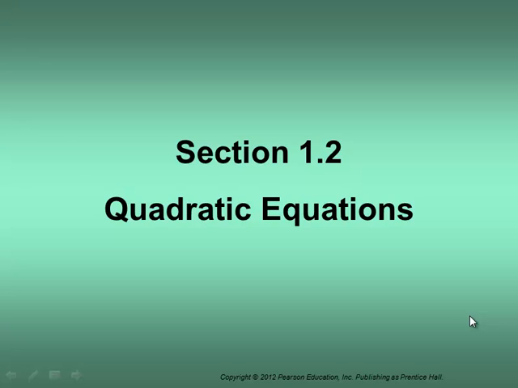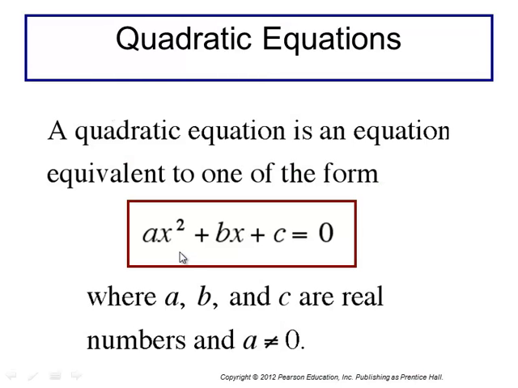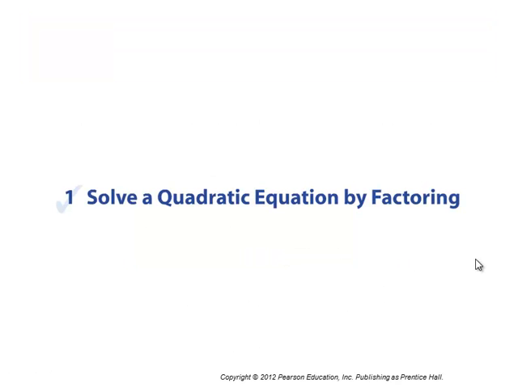Okay, now we're going to press forward talking about solving equations in this form right here, where you have a second degree polynomial on the one side and 0 on the other side, where a, b, and c are real numbers. And, of course, the leading coefficient, a, is not 0, because if a were 0, then we would just have a linear equation, which we already have talked about.